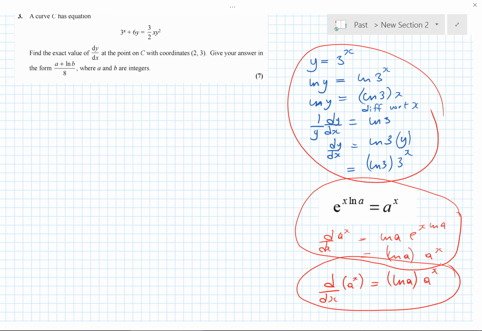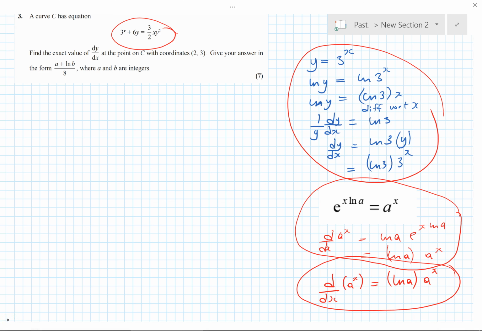Okay, and it is an Edexcel thing. They seem to like the a to the x thing with both differentiating and integrating for some reason. Anyway, so let's do the differentiating bit now. So we're actually going to start doing the question, right? Okay, so let's get on with it.